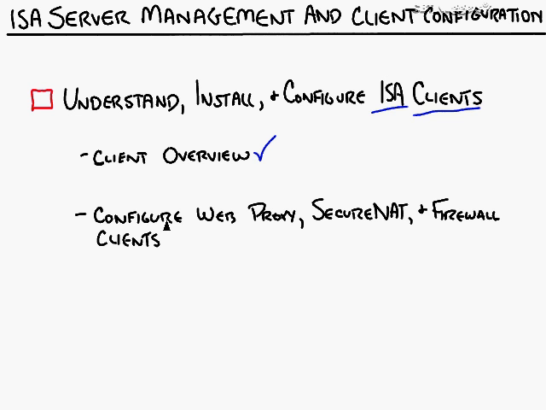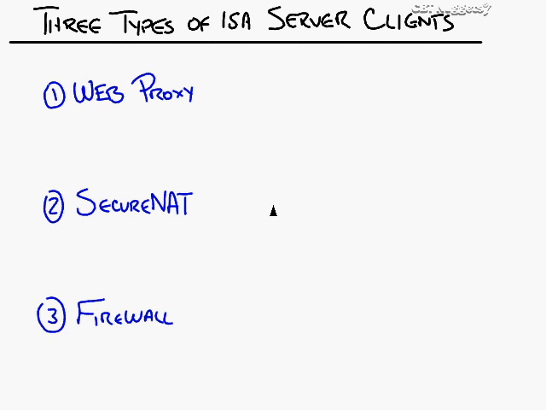The second thing that we're going to do is talk about the configuration of them. That can be a big deal when you're deciding which one to deploy. Some of them are just a couple of checkboxes away from being configured completely. Some of the other ones may require a complete domain-wide software deployment. Wow. So we'll have to think about that when we're considering which client to use. There are 3 different types of ISA server clients. As you already know, there's the web proxy client, the SecureNAT client, and the firewall client, each one addressing a little bit different need.